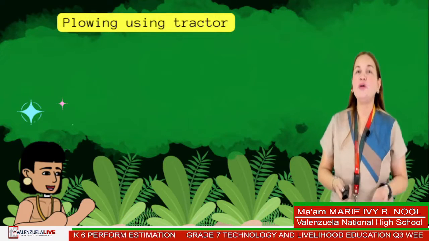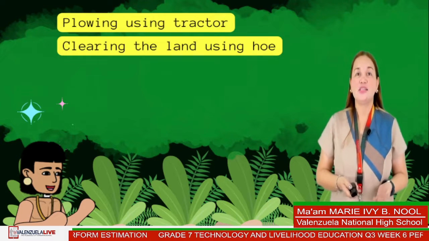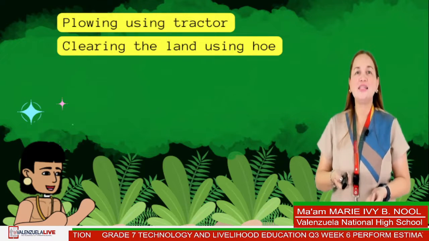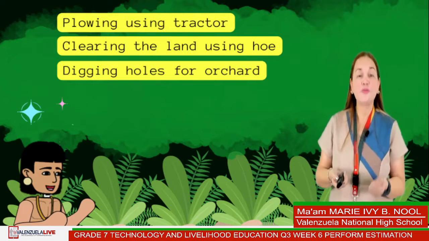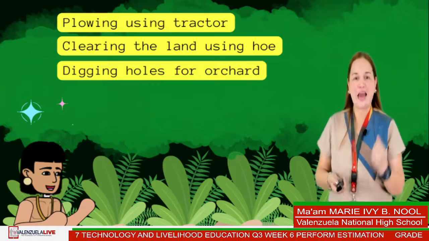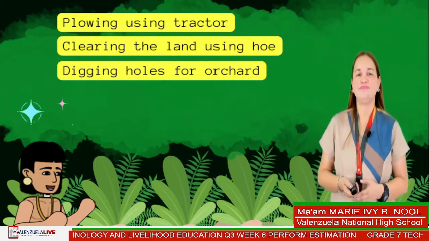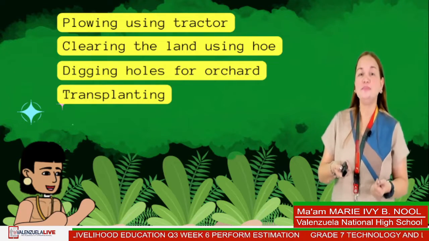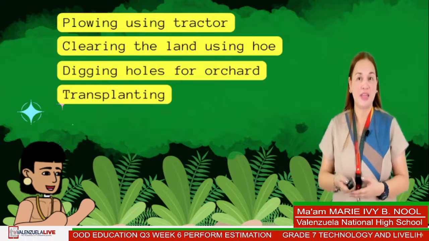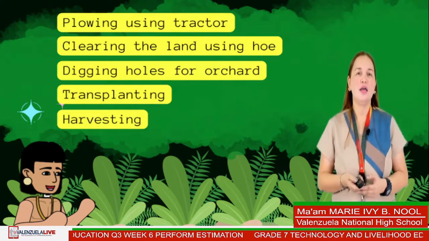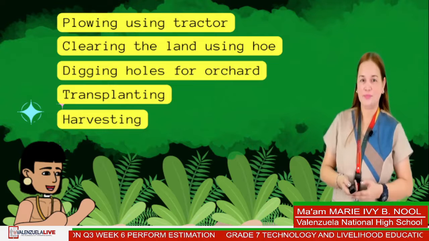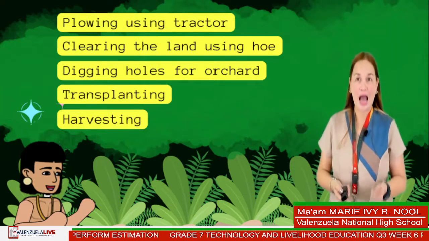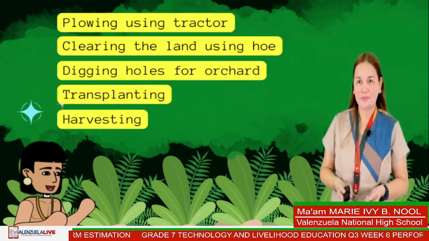Now, let us review our answers in the activity. First is plowing using tractor. Second, clearing the land using hoe. Last is digging holes for orchard. These are examples of land preparation. Another is transplanting. It is one example of land requirements in planting. Next is harvesting. It is one example of land requirement for plant care. Now, let us discuss them one by one.